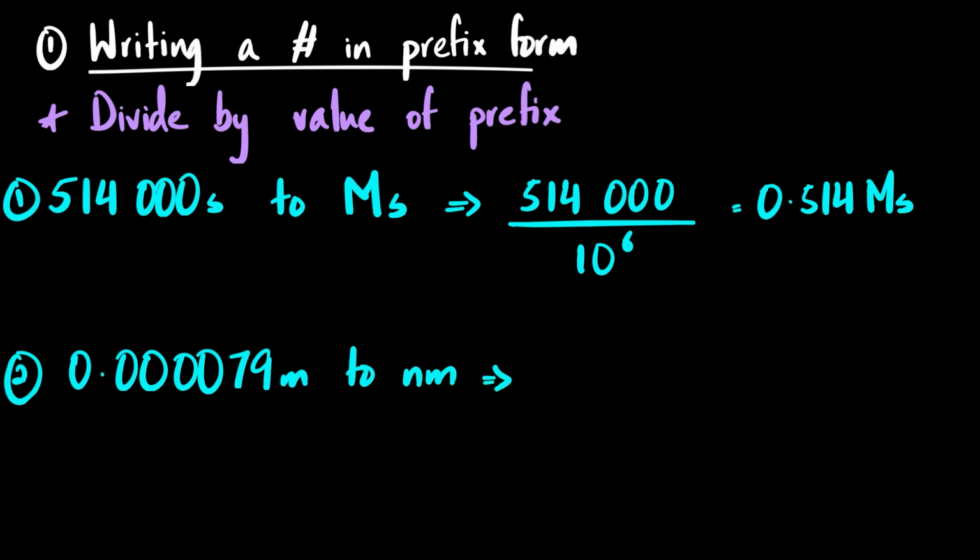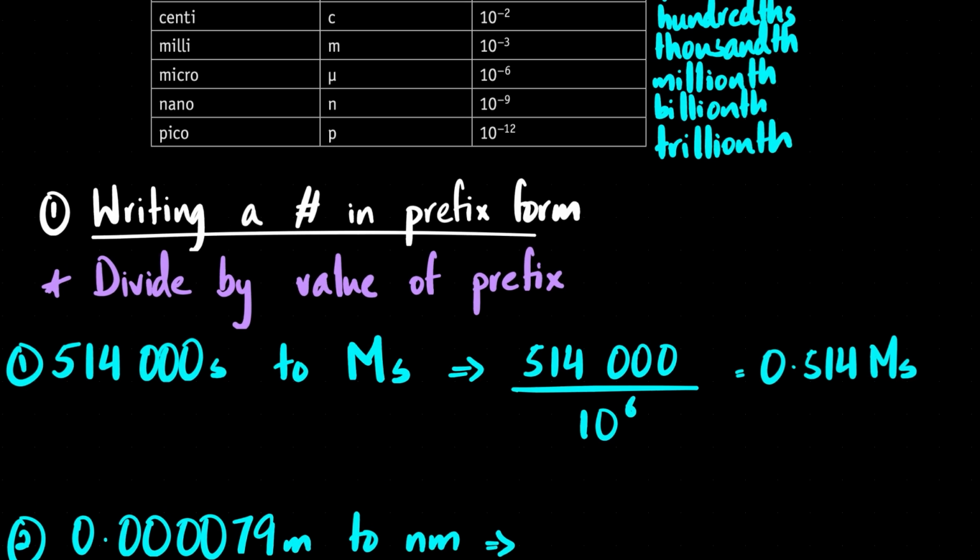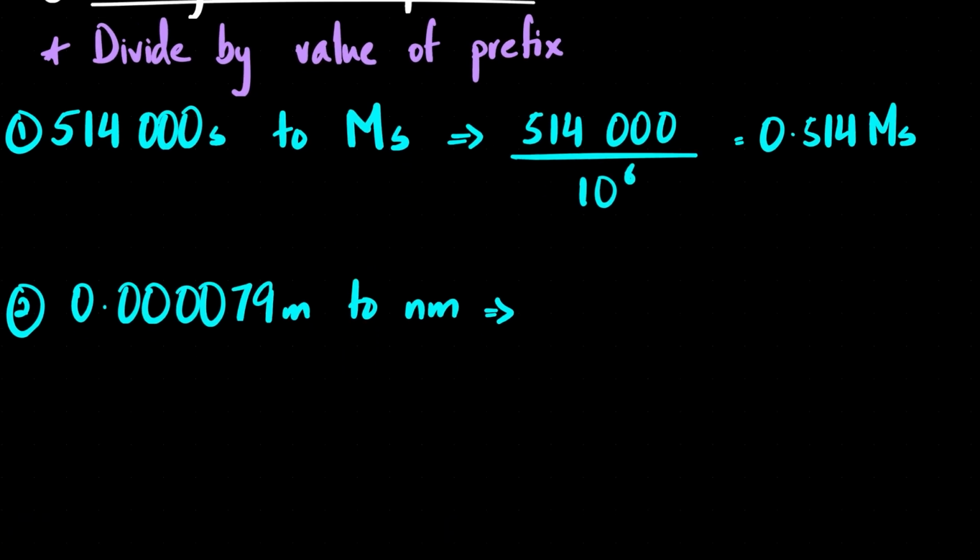All right. So now if you have to do this, again, I just have to go to the table, and I won't have the table. I just need to memorize these values. This is 10 to the negative 9. So I'm just going to divide by this value now.